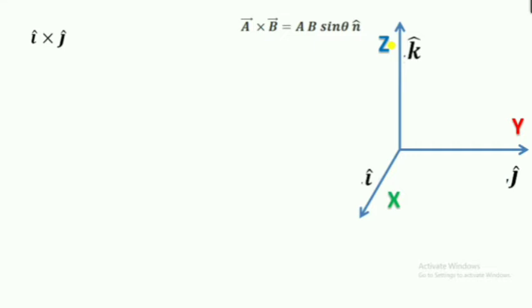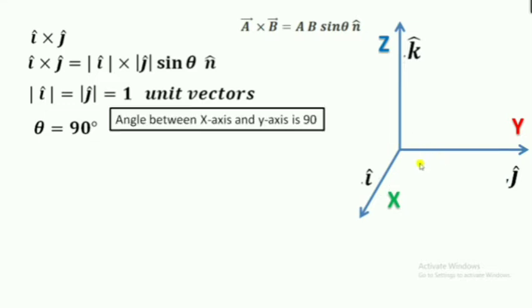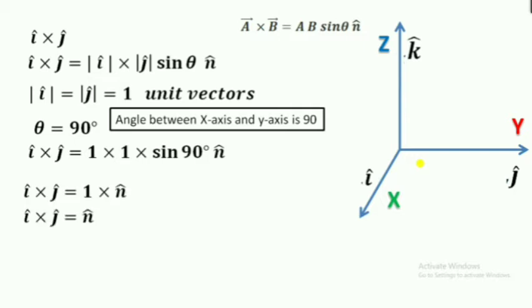Now let's find I cross J. Same formula. The magnitude of I and magnitude of J is 1 because they are unit vectors, and the angle between I and J is 90 degrees. Sine 90 is 1. So you are left with I cross J is equal to n cap. Now you have to find the direction of n cap using the right hand thumb rule. I have to curl my fingers from I to J. If you go from I to J, then you will get the direction of n towards the K.